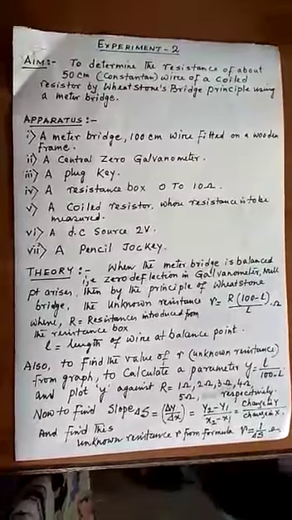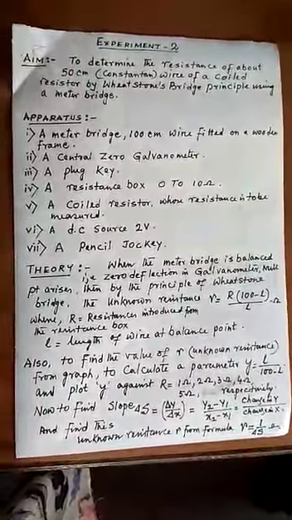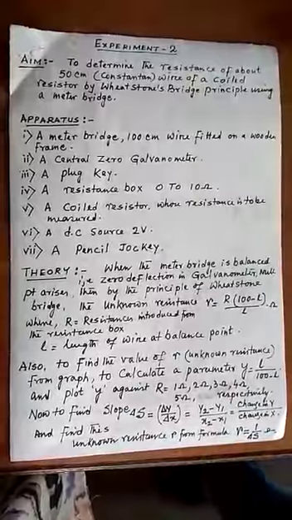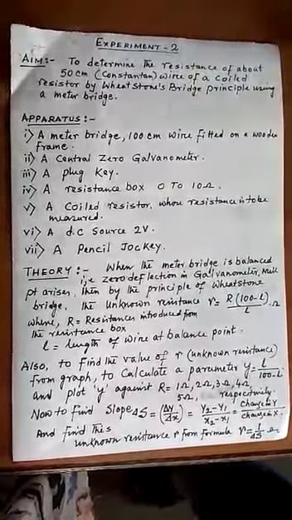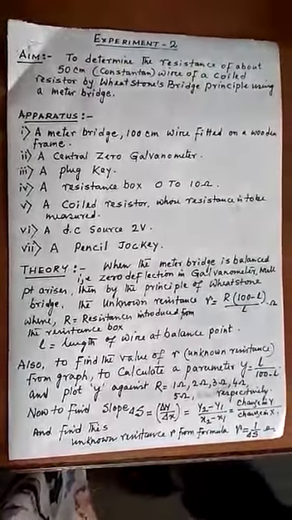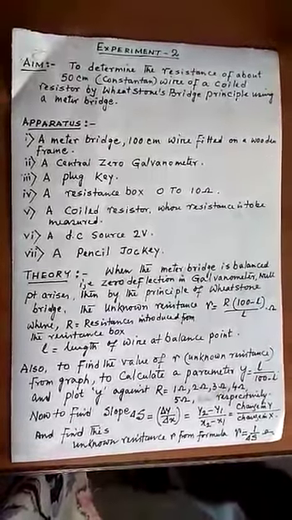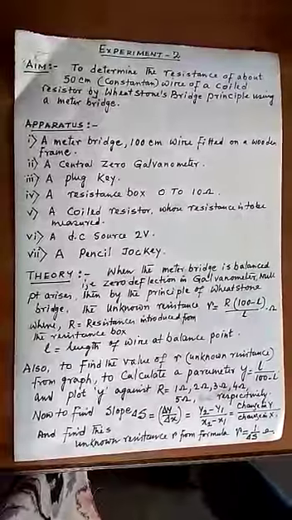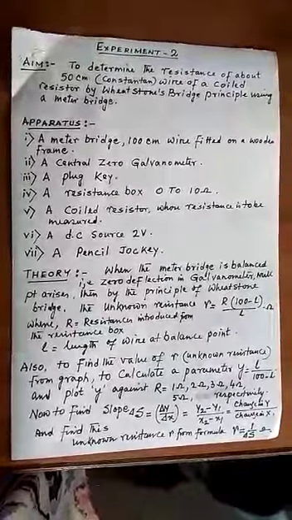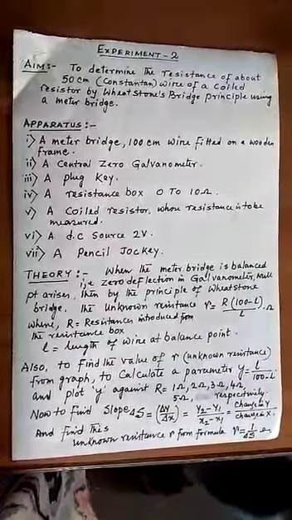Good morning, students. Today I demonstrate another electrical experiment, number 2. The experiment is to determine the resistance of about 50 centimeter constantan wire of a coil resistor by the Wheatstone bridge principle using a meter bridge.